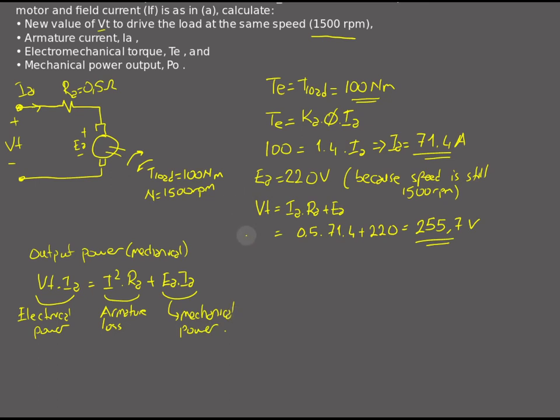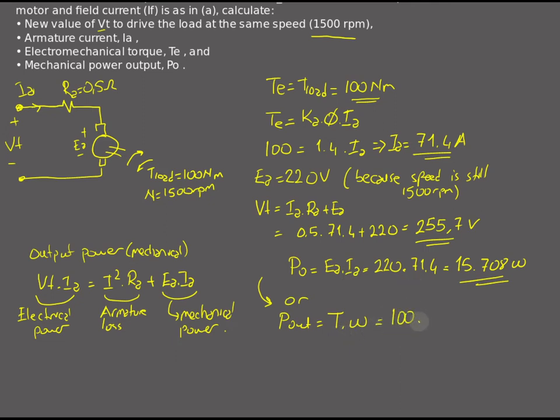So you can write P out is equal to Ea times Ia, and 220 times 71.4 is equal to 15 kilowatts, 708 watts, so just over 15 kilowatts. And you can maybe calculate it more easily: since this is a lossless system, P out is torque times speed, so that watts is the same as that one. I know the torque is 100 Newton meters, and the speed is in RPM, so you need to convert it to radians per second. You can do that calculation and you will find the exact same value.